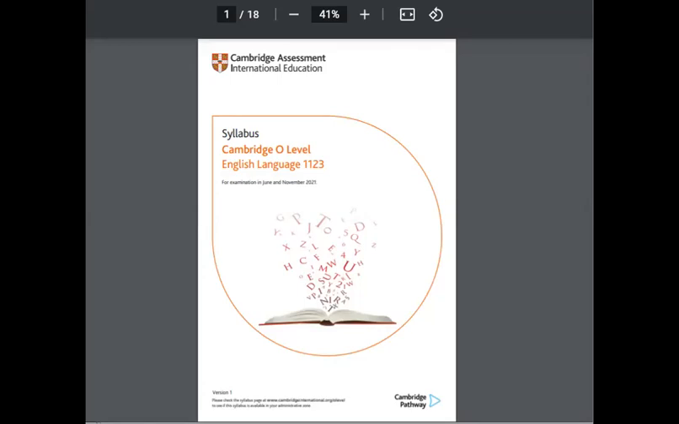Before we begin, let me inform you that CIE, or the Cambridge International Education, has divided the countries into 6 different regions. These 6 different regions are where CIE conducts their Cambridge examinations. I will show you which category or which zone Pakistan falls in.